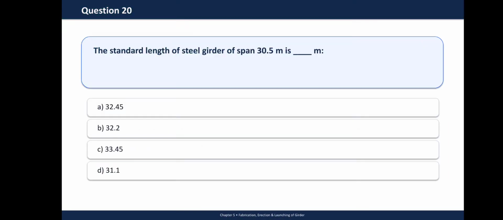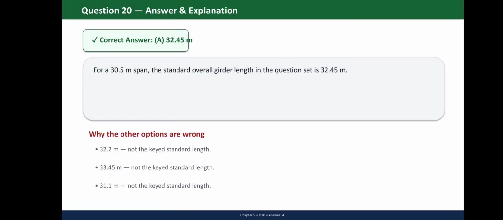Question 20. The standard length of steel girder of span 30.5 meters is blank m. Options: A. 32.45, B. 32.2, C. 33.45, D. 31.1. Correct answer is A. 32.45. Explanation. For a 30.5 meters clear span, the standard overall girder length including bearing seats is 32.45 meters.